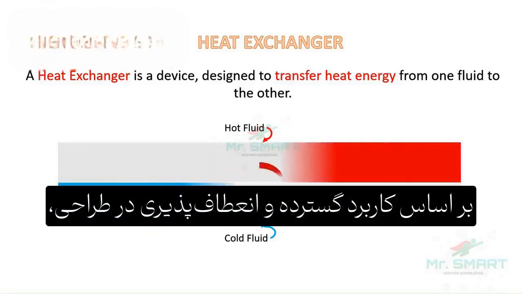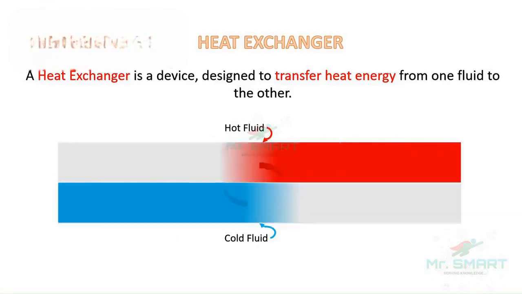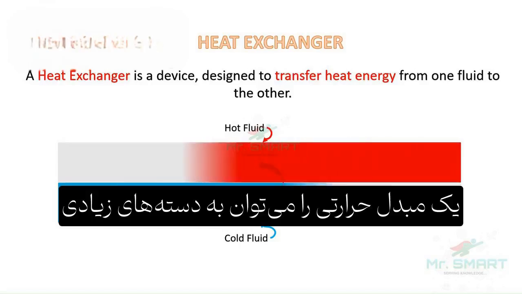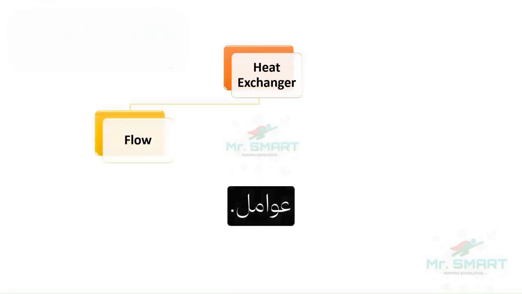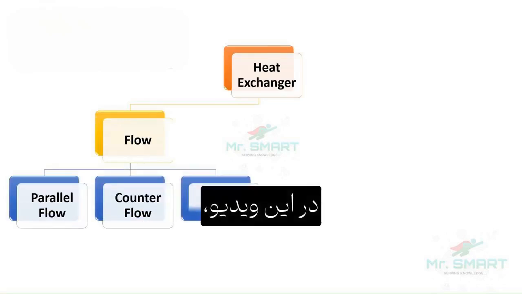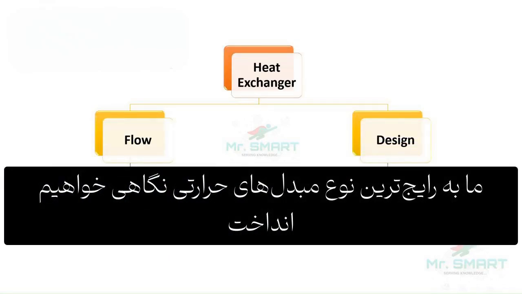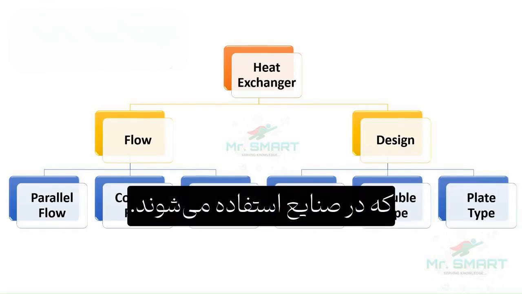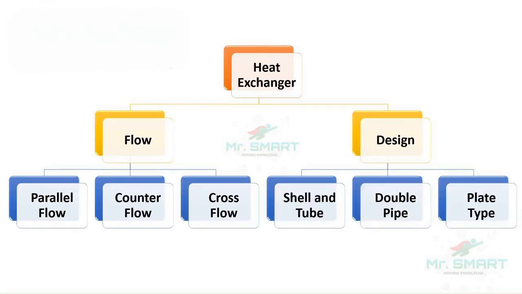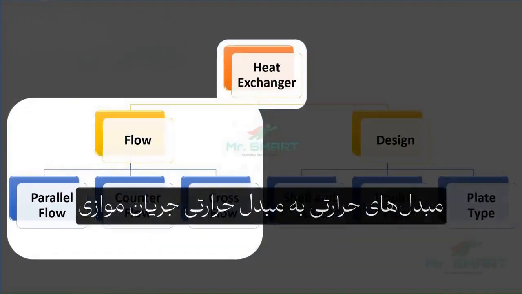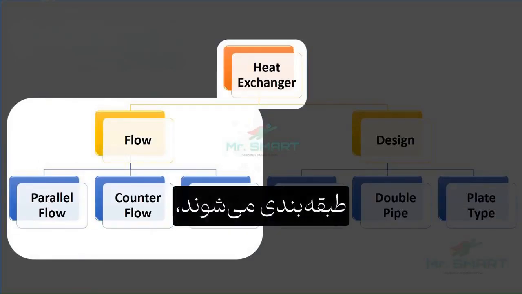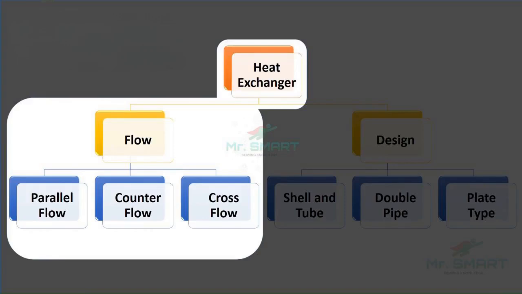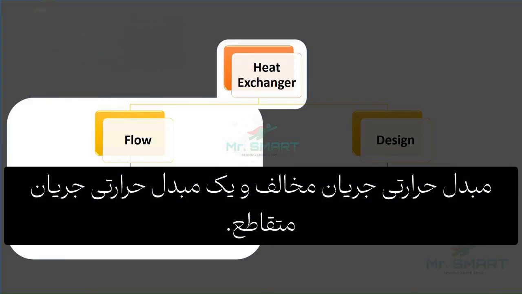Based on wide application and flexibility in design, a heat exchanger can be classified into many categories depending on many factors. In this video, we will have a look on most common type of heat exchangers that are used in industries. Based on the type of flow, the heat exchangers are classified into parallel flow heat exchanger, counter-flow heat exchanger, and a cross-flow heat exchanger.